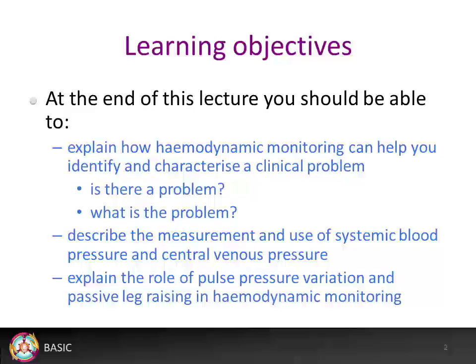At the end of this lecture, you should be able to explain how hemodynamic monitoring can help you identify and characterize a clinical problem. Firstly, is there a problem? And secondly, what is the problem? Describe the measurement and use of blood pressure and central venous pressure monitoring. Explain the role of pulse pressure variation and passive leg raising in hemodynamic monitoring.